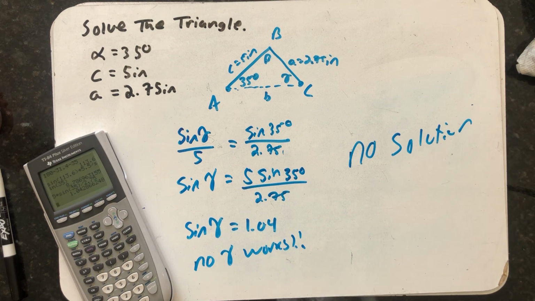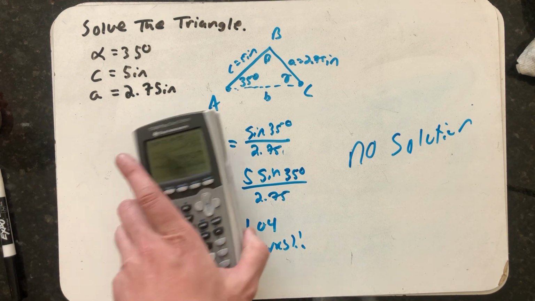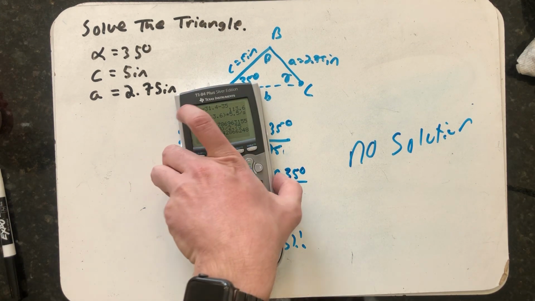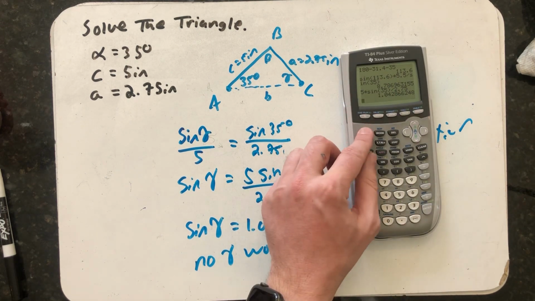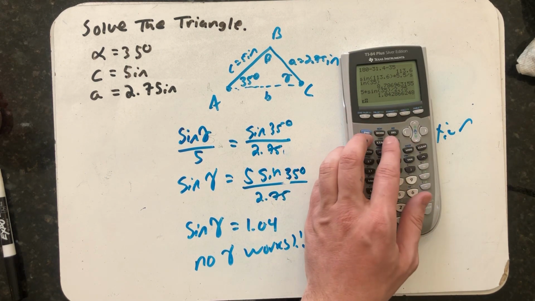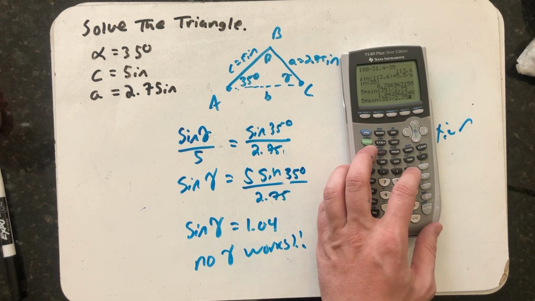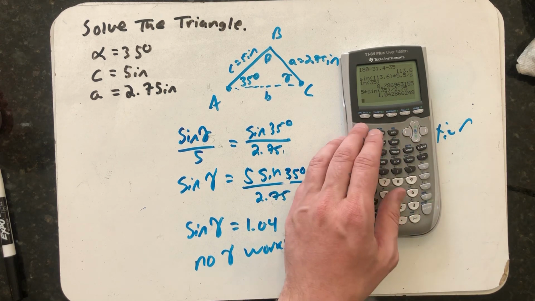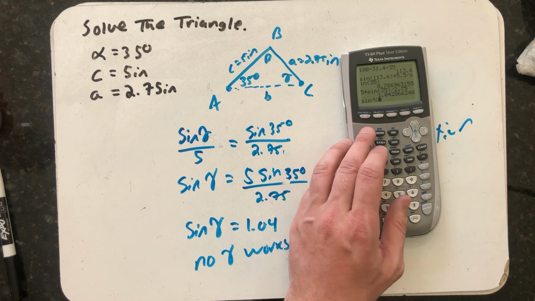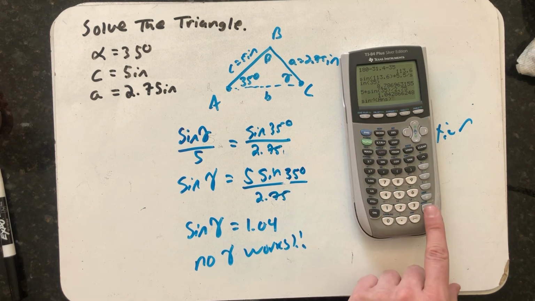But let's just say you were having a very bad day. We all have very bad days, and you think to yourself, well, sine of gamma is equal to that number, so inverse sine of that number should be my answer. So you hit inverse sine, you put that number in there. I keep hitting the wrong buttons. Let's see, you hit inverse sine, you put that number in there, and then you press enter, and the calculator says, nope, I don't think so.